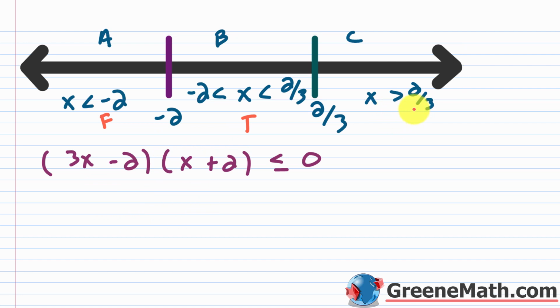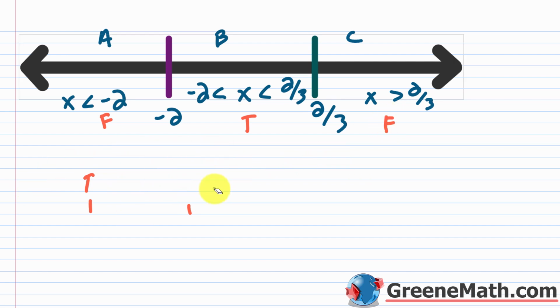Okay, so looking at the next guy here, we have something that's greater than 2/3. So let's just pick 1. So let's plug in a 1 there and there. So 3 times 1 is 3, and 3 minus 2 is going to be 1. Here, 1 plus 2 is 3. So we know that this is positive and this is positive. Positive times positive is positive, and a positive is never going to be less than 0. So this is going to be false. Okay, so let's just write our solution here. And again, we had a non-strict inequality.